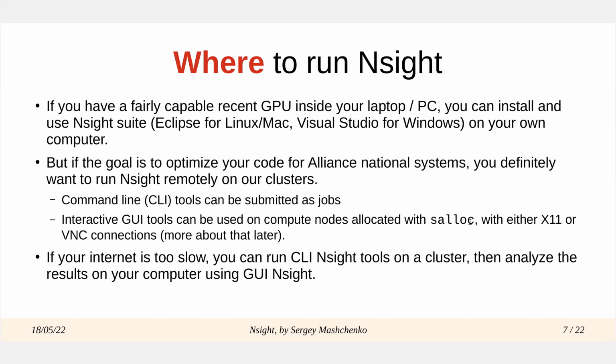So the best way is to run interactive GUI tools on compute nodes, allocated with the special command salloc. You can use either the X11 method for a graphical interface. This is much less efficient, so I will not recommend it. I will instead focus on VNC connections, running a VNC connection on the compute node. This gives you the best performance. Even with relatively slow internet at home, you can still get a usable graphical connection to the compute node.